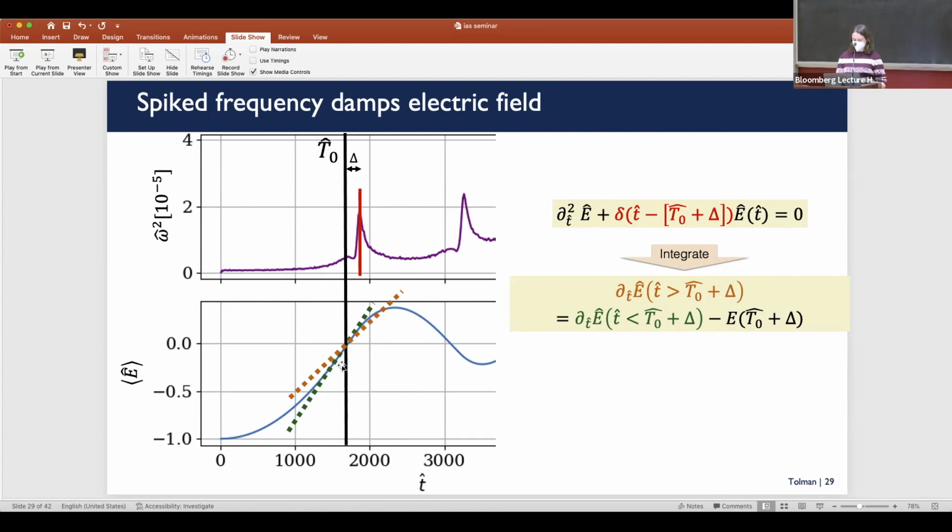So here, you have the derivative of the electric field at a point after the spike, basically in orange. You can relate that to the derivative of the electric field before the spike, and also the value of the electric field at the point of the spike, right? So basically, what's happening here is you've got a positive electric field after the point of zero. So this is going to take the derivative of the electric field and it's going to pull it down, right?